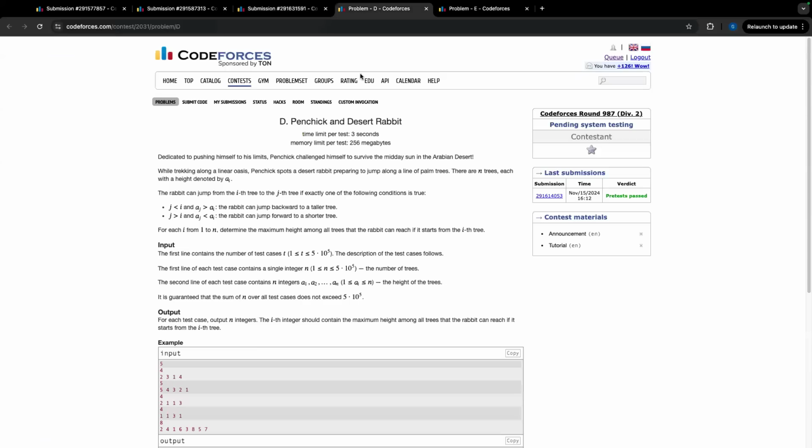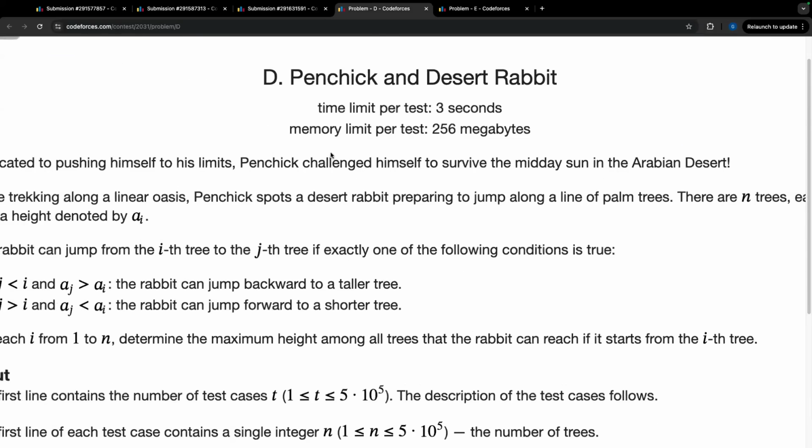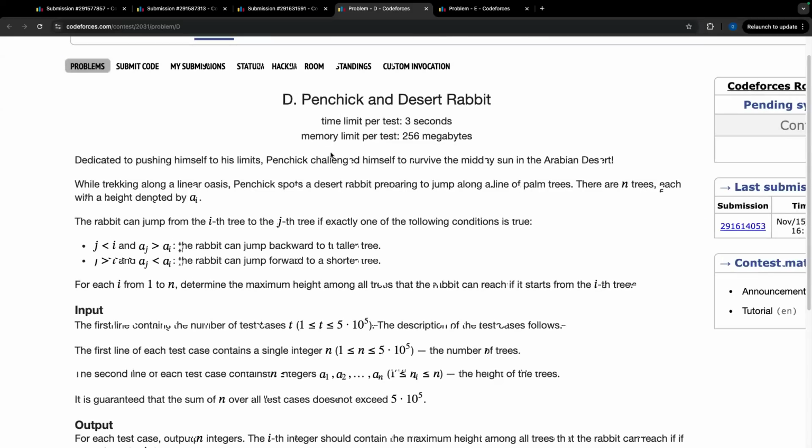Let's move on to the next problem, which is problem D, Penchick and Desert Rabbit. This is a very standard question actually. A lot of people, like 2000 plus, solved this problem, which is not always the case for a Division 2 D problem. And this was because this problem was relatively easy.